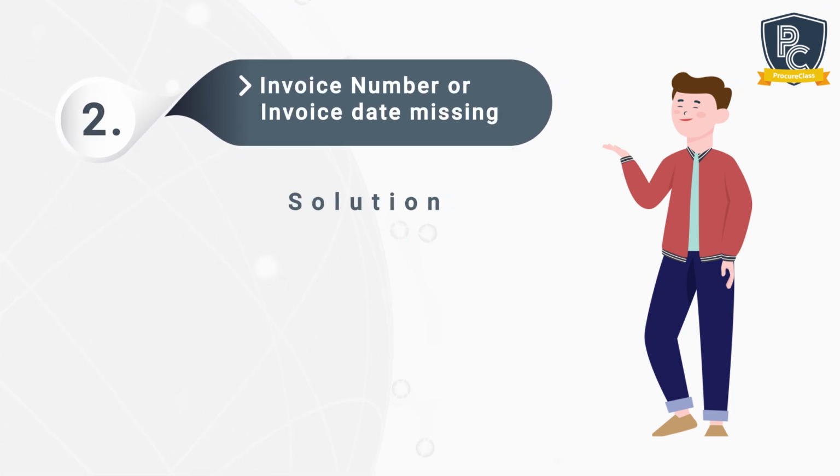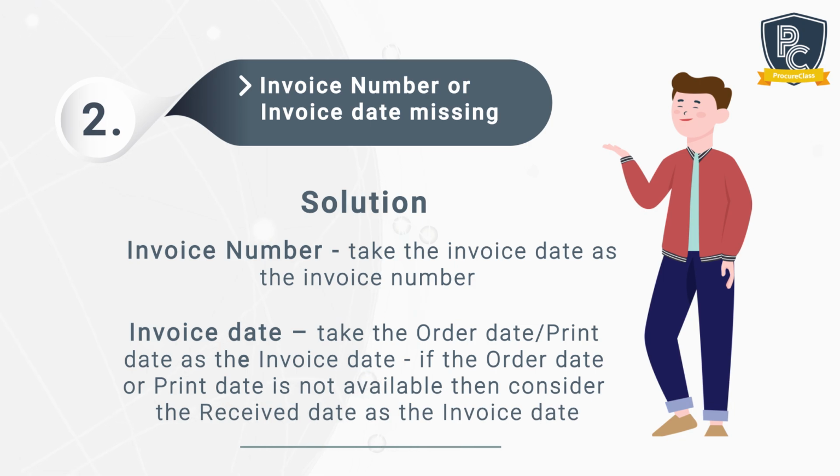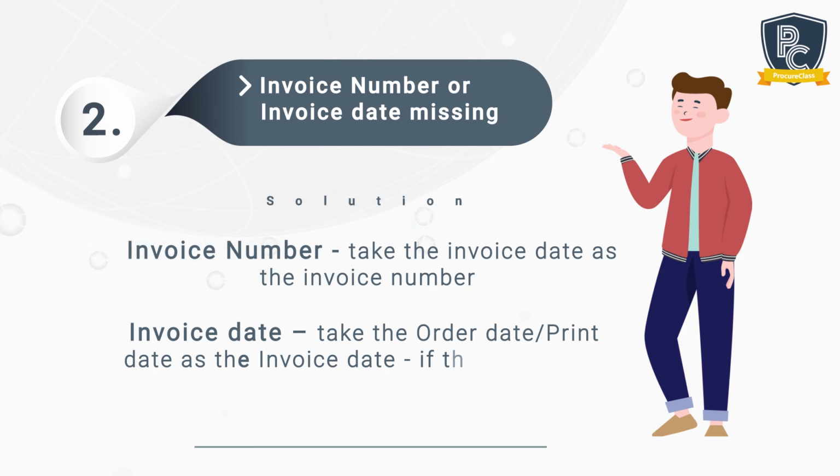Invoice number or invoice date missing. Invoice number: take the invoice date as the invoice number. Invoice date: take the order date or print date as the invoice date. If the order date or print date is not available, then consider the receive date as the invoice date.